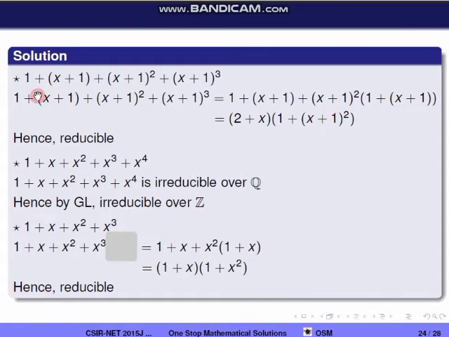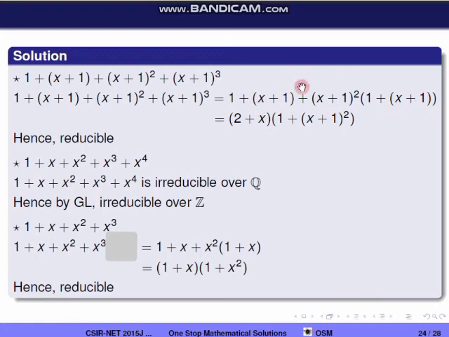Second option, (x+1) plus (x+1)^2 plus (x+1)^3. So we see that x plus 1 is common for the first, second and third terms, so I'm taking it outside. So this is equal to (x+1) into [1 plus (x+1) plus (x+1)^2].